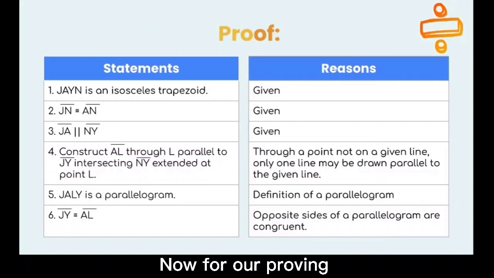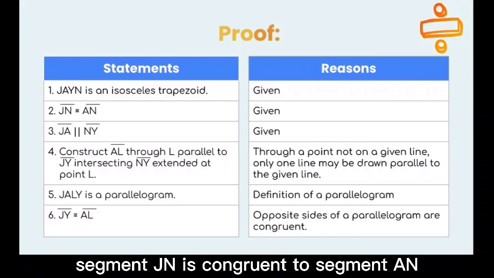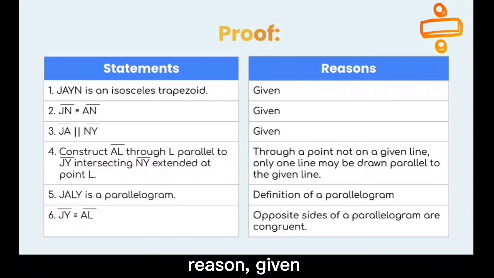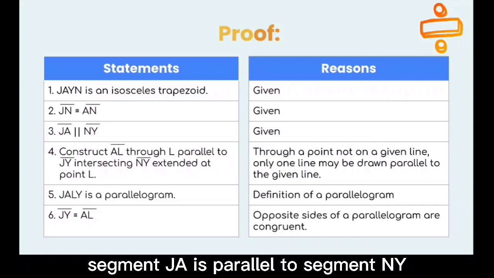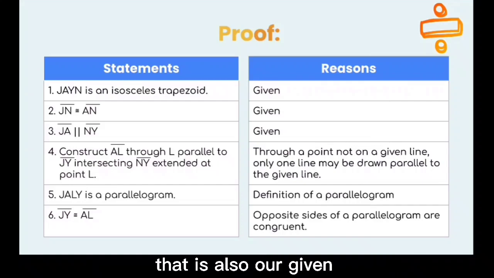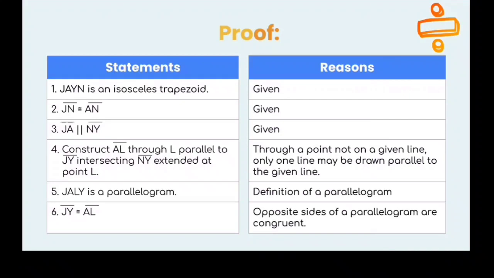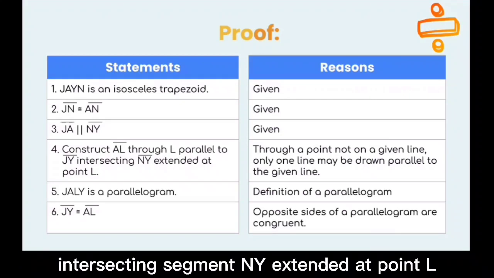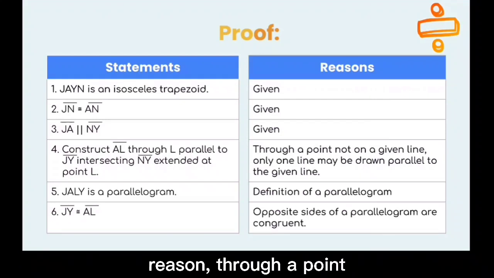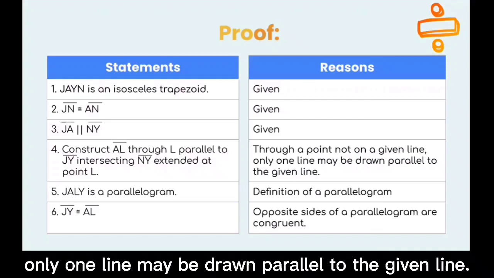Now for our proving. First statement, JAYN is an isosceles trapezoid. Reason given. Second statement, segment JN is congruent to segment AN. Reason given. Third statement, segment JA is parallel to segment NY. That is also our given. Fourth statement, construct segment AL through L parallel to segment JY intersecting segment NY extended at point L. Reason, through a point not on a given line, only one line may be drawn parallel to the given line.